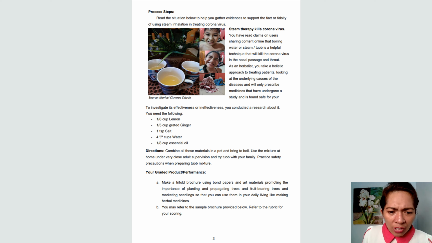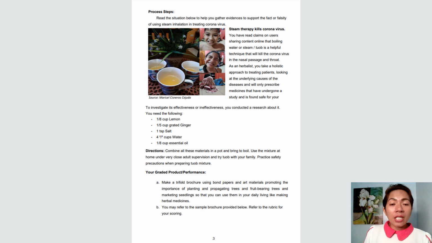So ano ang gagawin? Directions. Combine all these materials in a pot and bring to boil. Use the mixture at home under very close adult supervision and try to obey your family. Practice safety precautions when preparing the mixture. Kasi nga, they're going to boil, so dapat with adult supervision talaga. It should be clearly described here na dapat may adult supervision.